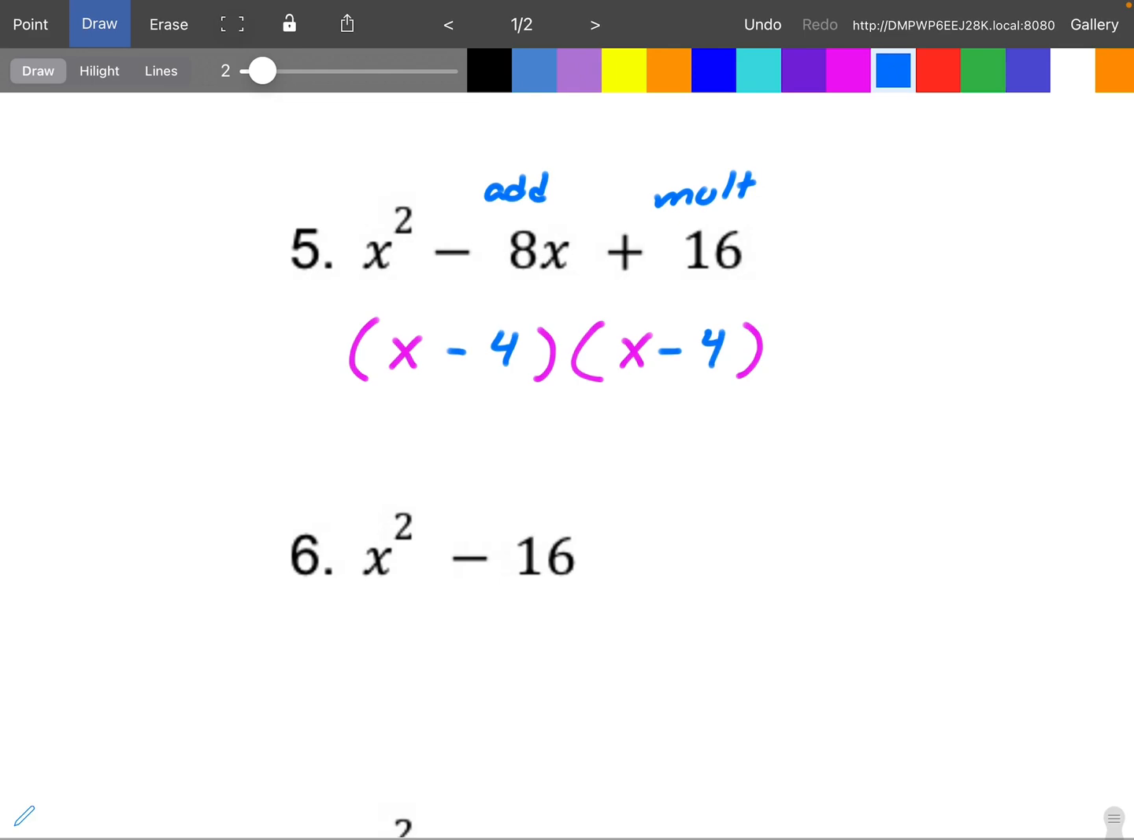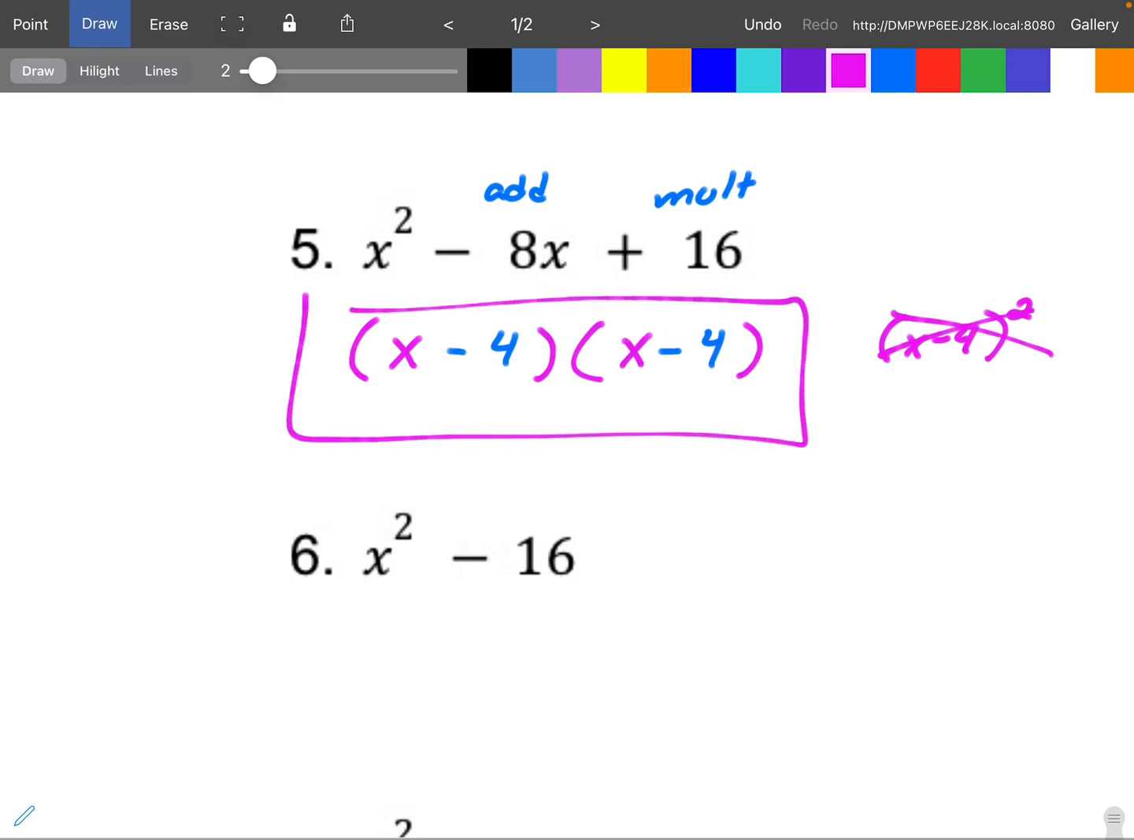Now normally when we did factoring, I would have had you write this as x minus 4 squared. But we're actually not going to do that today, because with what we're going to do, it's going to be more beneficial for us to leave those separated side by side. So I want you to leave it like this for today.